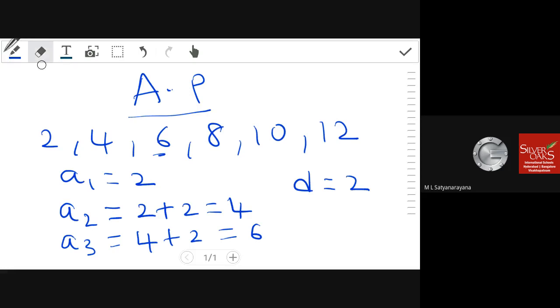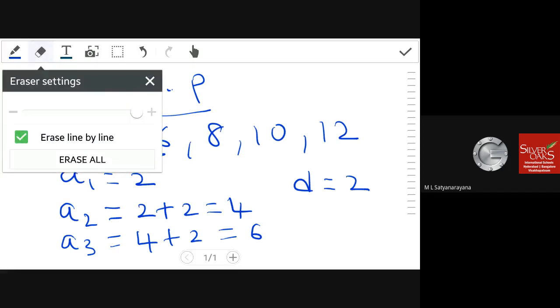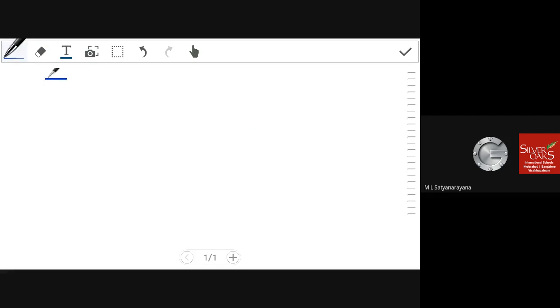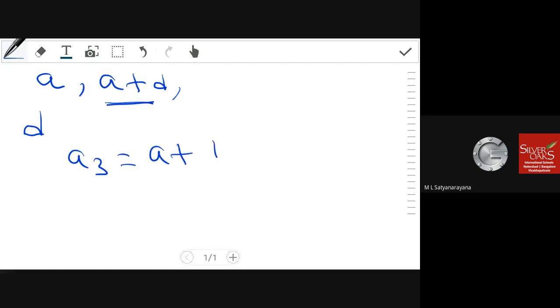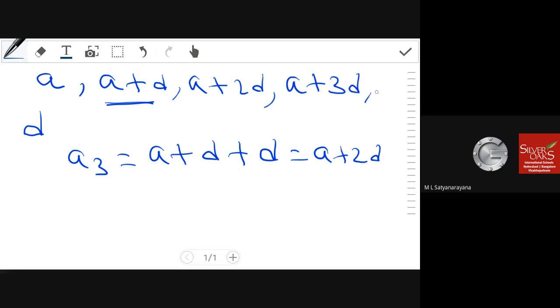Now in general, if I ask you for a generalized formula, assume a is the first term, and let's assume d is the difference. What will be the second term? It will be a plus d. Then what is the third term? The third term will be the second term plus the difference. So a plus d plus d, that will be a plus 2d. Similarly, the fourth term will be a plus 3d, and so on.